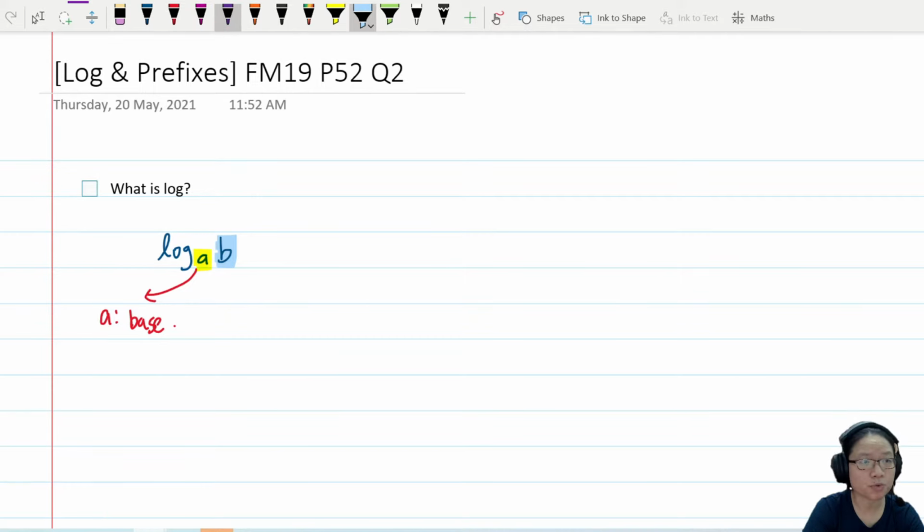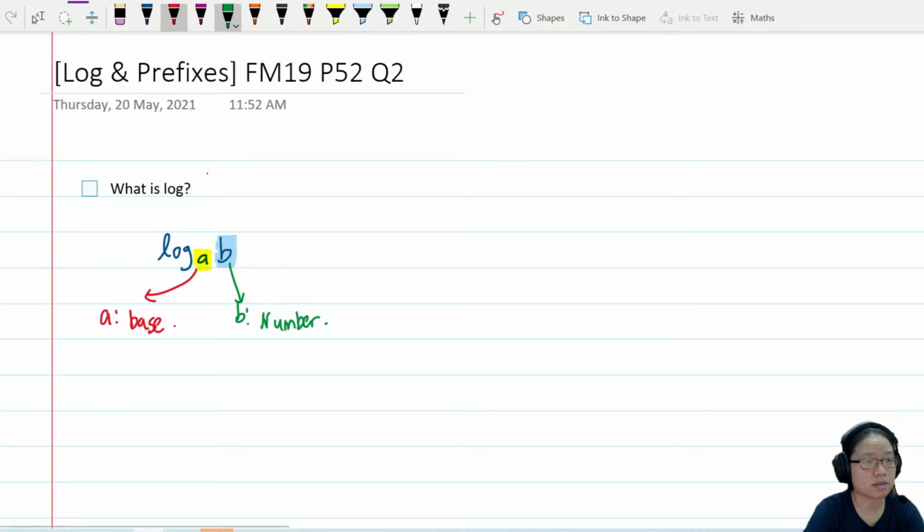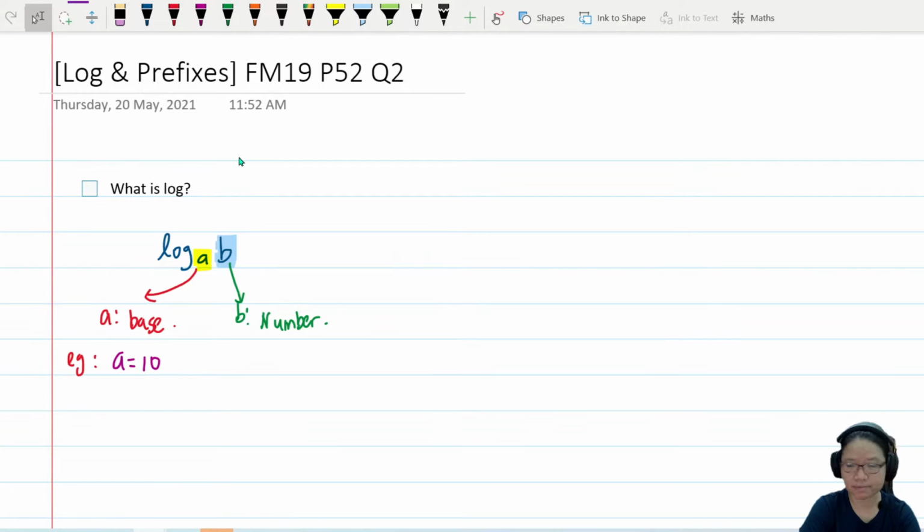They actually represent pretty different things. This B here is the number, and this number can be anything. Normally the base stays the same, and the number is whatever we want to substitute. In physics, a common example of a base is when A is equal to 10, log base 10, or A can be equal to the natural base e.